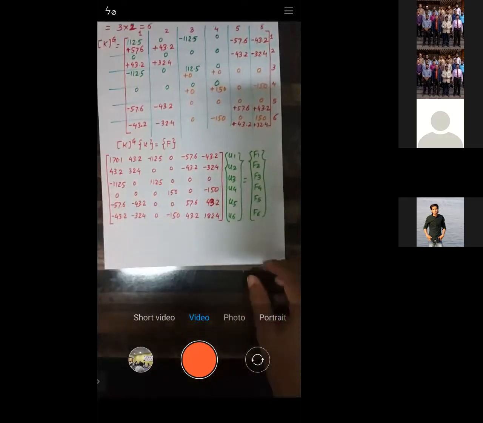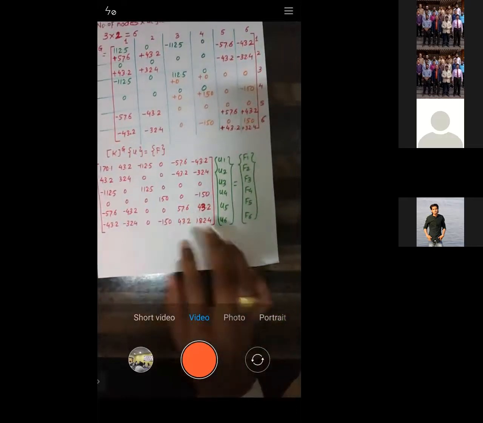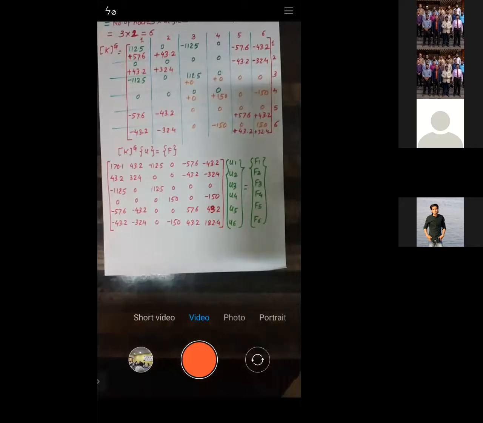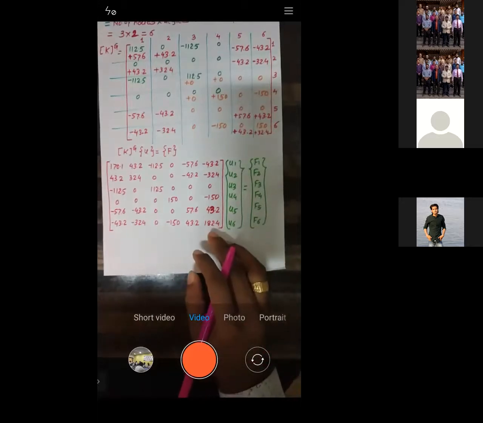Okay, now see all of you. You need to solve such sort of equations, right? So we should impose the boundary conditions. We should impose the boundary conditions.